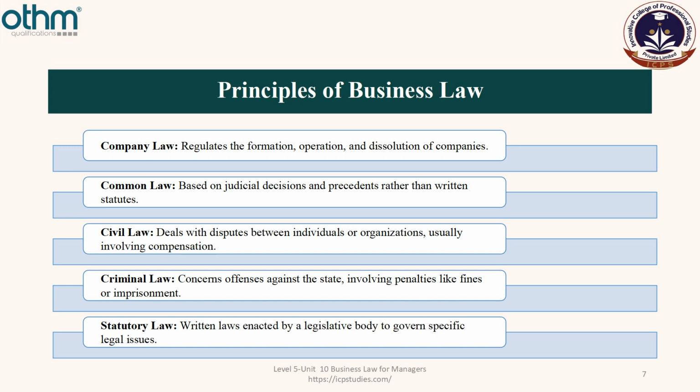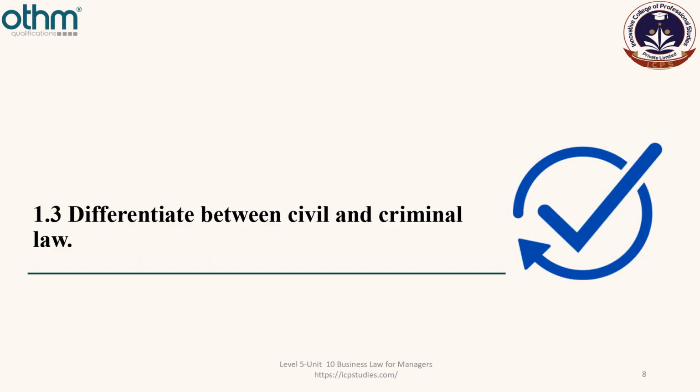Then we have criminal law, which concerns offenses against the state, which involve penalties, for example, fine or imprisonment. Then we have the statutory law. It is basically the written laws that are enacted by a legislative body to govern specific legal issues. Now we have the third assessment criteria in which we differentiate between civil and criminal law.